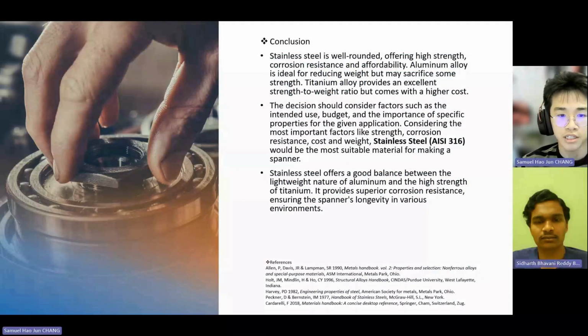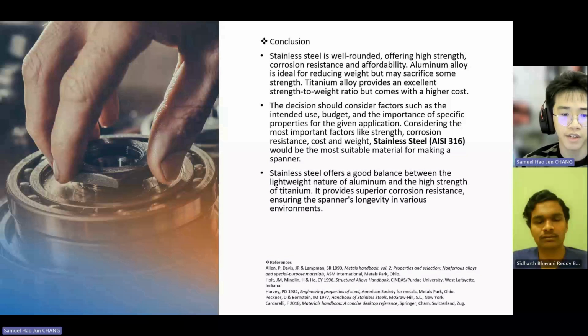In conclusion, stainless steel is well-rounded, offering high strength, corrosion resistance, and affordability. Aluminum alloy is ideal for reducing weight but may sacrifice some strength. Titanium alloy provides an excellent strength-to-weight ratio, but when it comes to the cost, it is way too high for a simple tool like a spanner. The decision should consider factors such as the intended use, budget, and the importance of specific properties for the given applications.